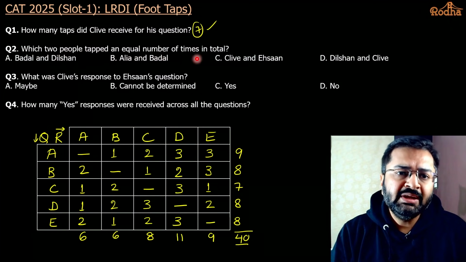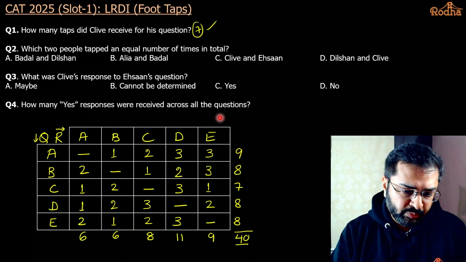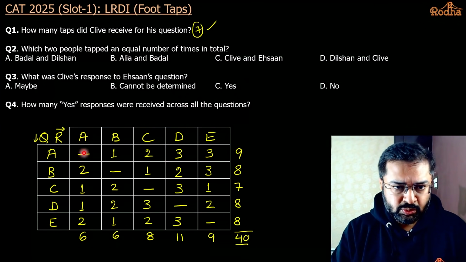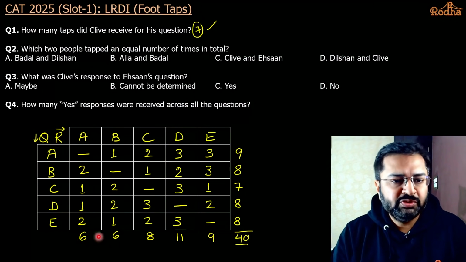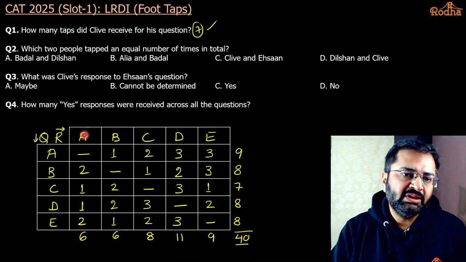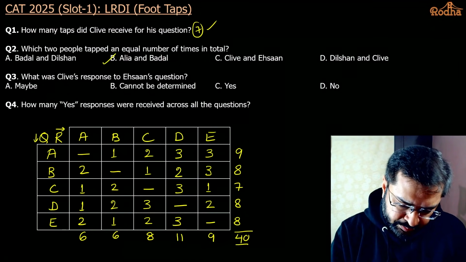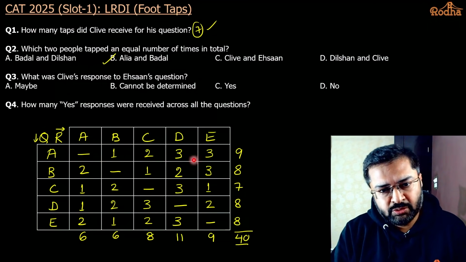Which two people tapped an equal number of times in total? So which two are they? They would be these. So these are the responses. Fine. So among these 5 numbers, which two are equal? 6 and 6. So who are they? A and B. Alia and Badal will be option B. These are the responses in columns. Just remember this. And these are the questions.